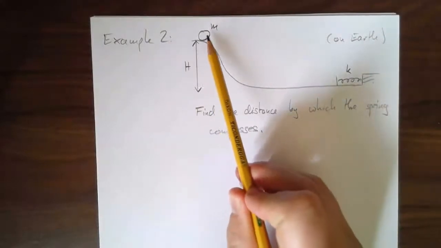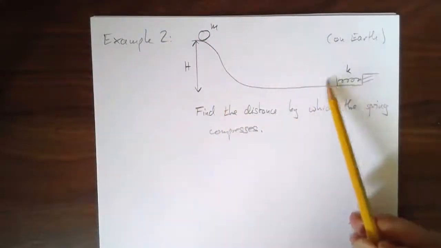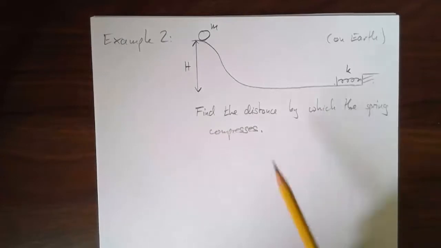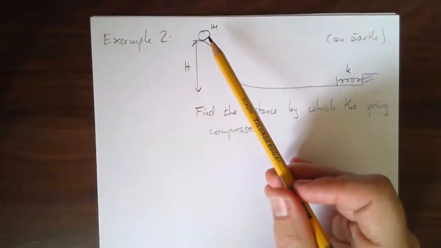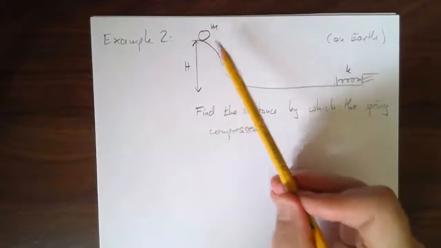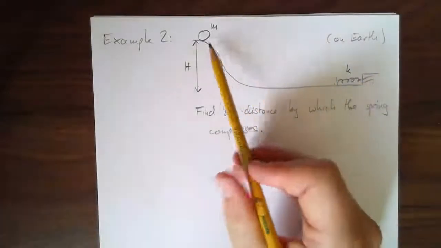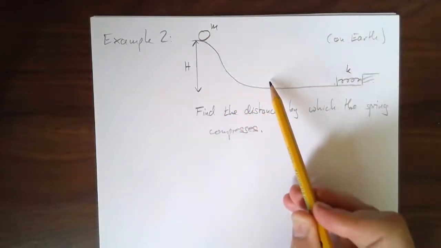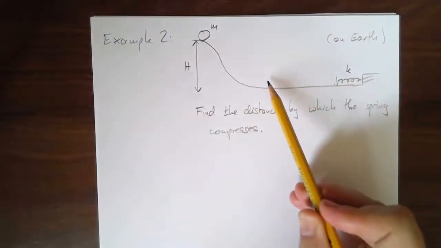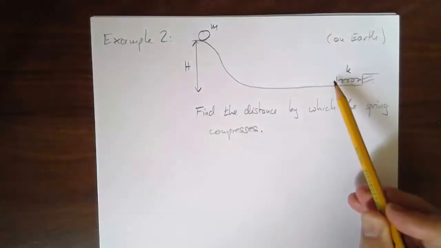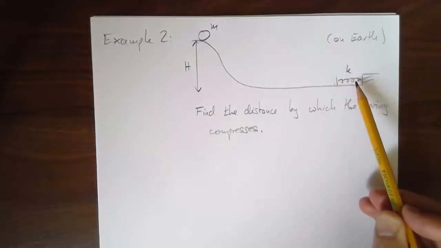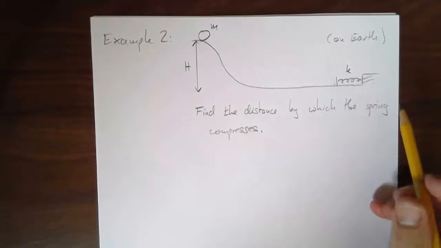Every time I have a situation where I have some early point in time, some late point in time, energy conservation is probably going to be helpful. So what energy is conserved? What energy is converted to what? Initially I've got gravitational potential energy, which gets turned into kinetic energy gradually, and when it hits the spring, it's slowed down. The kinetic energy is converted into elastic potential energy.